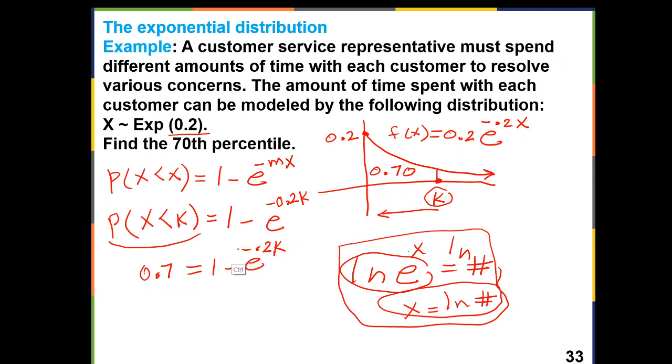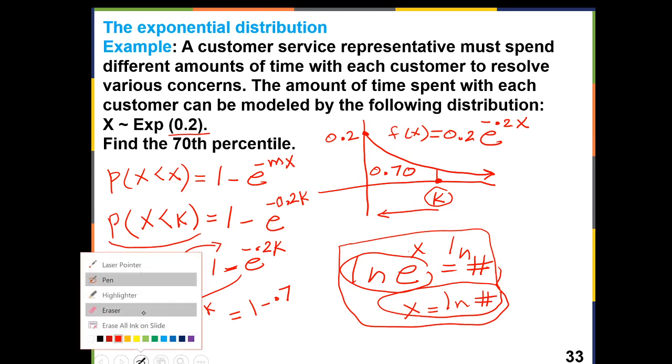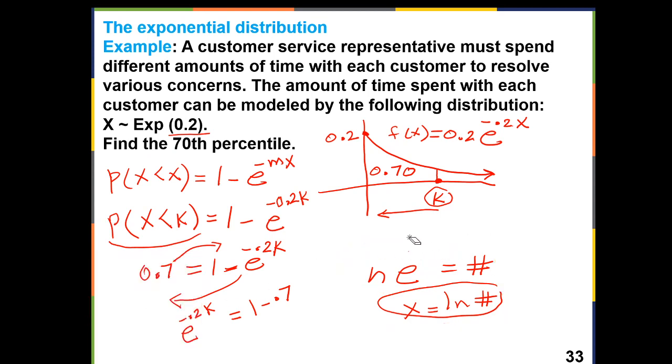So to isolate it, I'm going to take this, which has a minus here, right? I'm going to move it to the left hand side, and I'm going to move that to the left side. So I'm going to get e to negative 0.2k equals 1 minus 0.7, right? So I guess we can delete that now. All right.